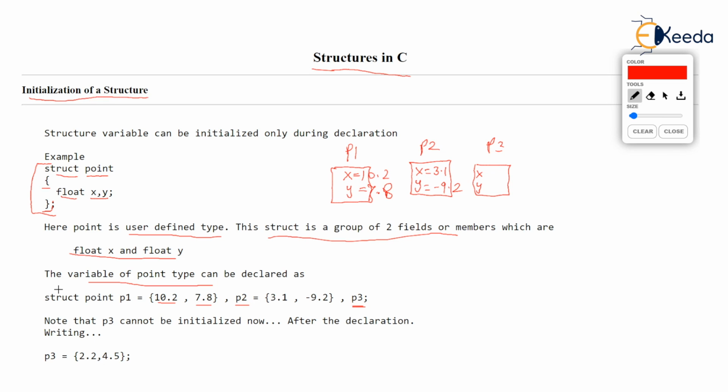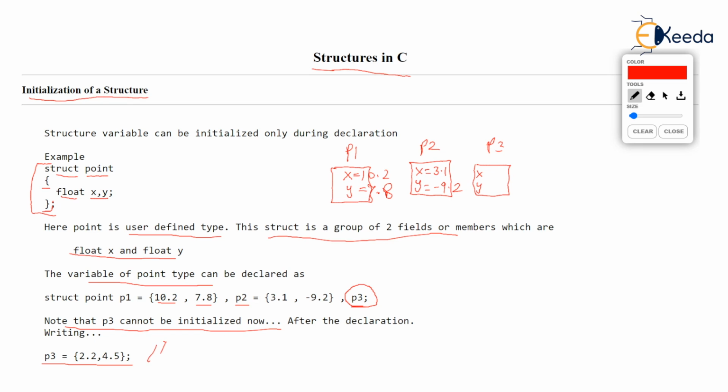Now note here that p3 cannot be initialized later on. You have already declared p3, correct? And suppose after declaring p3, you have a second thought that now later on I want to initialize p3. So you will be driven to write this line, p3 equals curly braces 2.2, 4.5, thinking that now 2.2 will be stored in x and 4.5 will be loaded in y. But this line will produce an error.